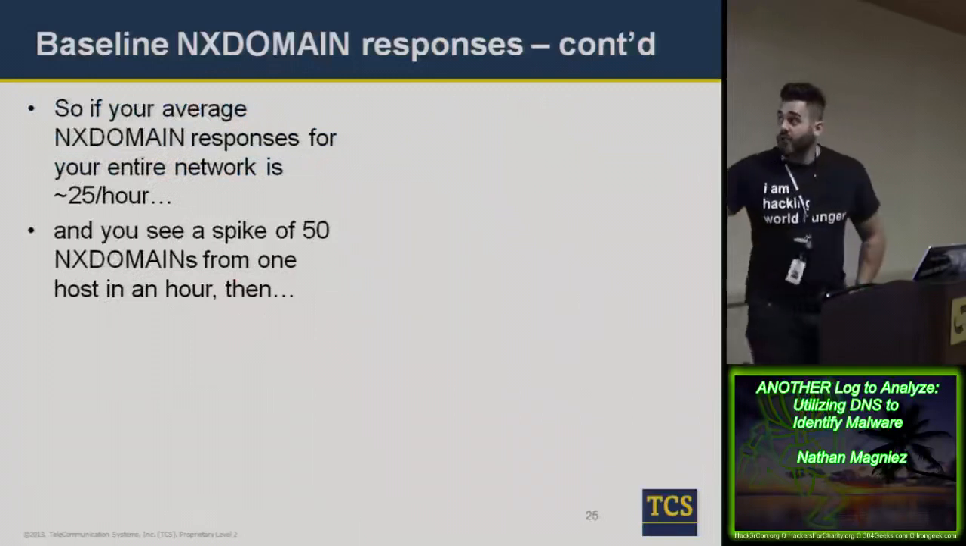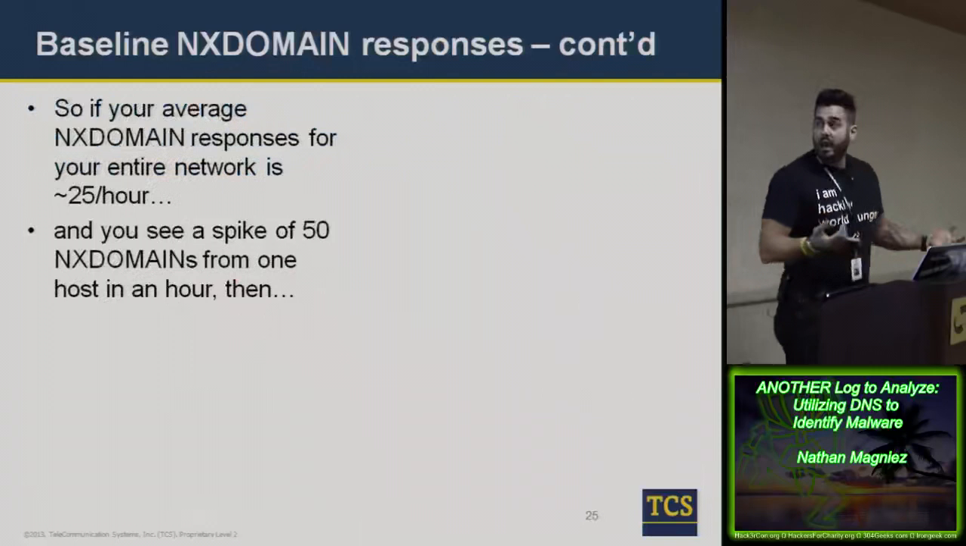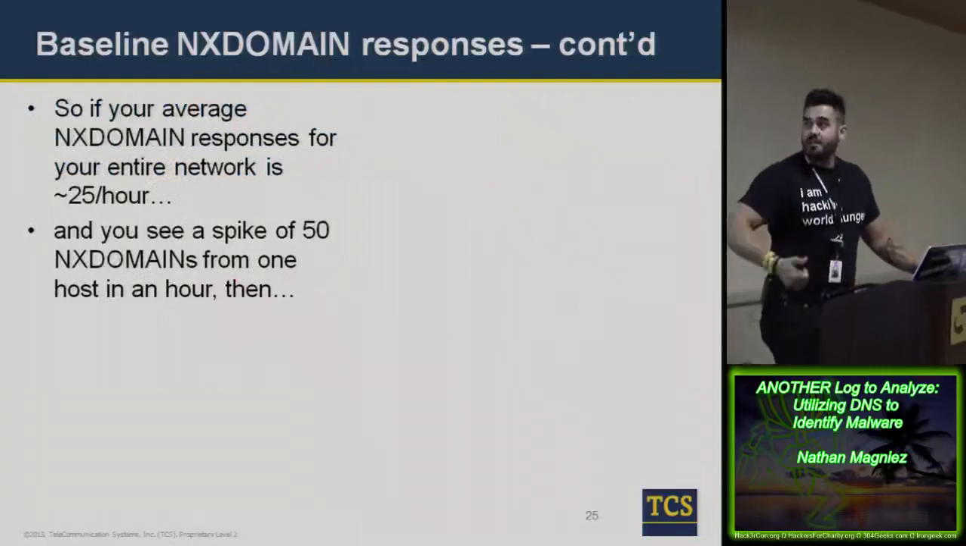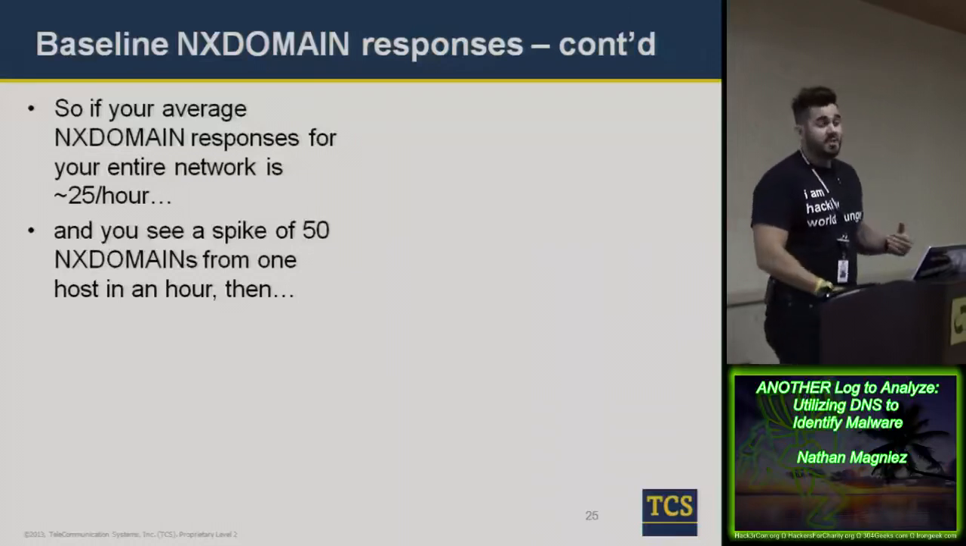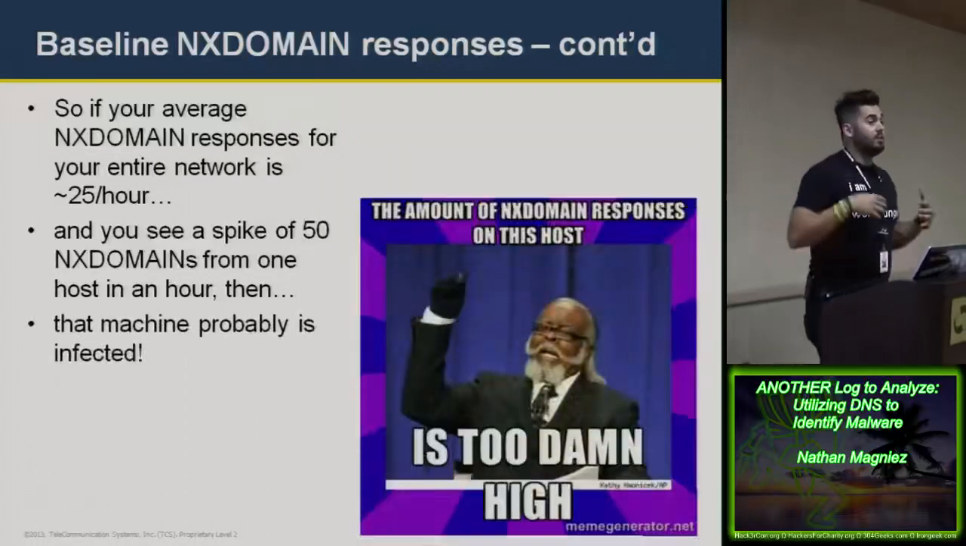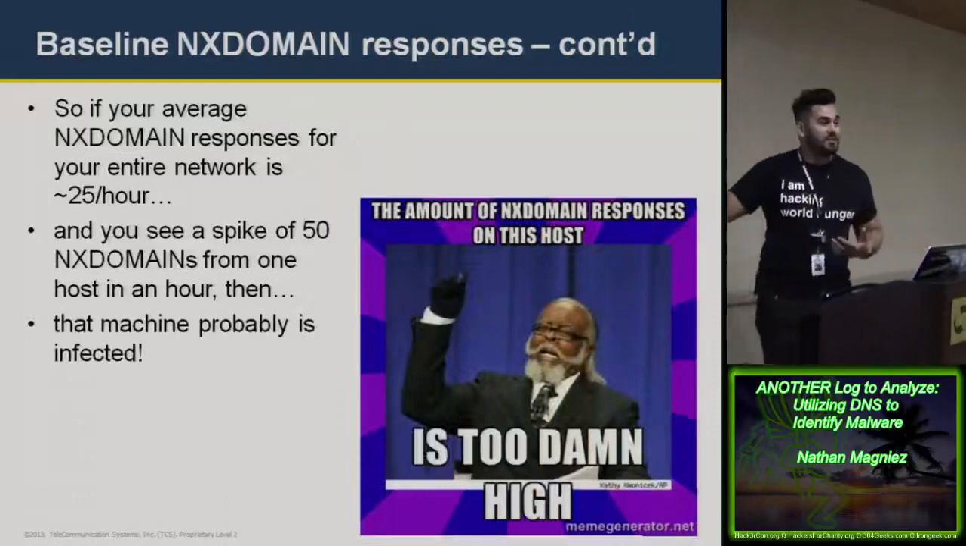So if your average NX domain response for your entire hour is 25 per hour, that's pretty high as compared to that quote. And then you start to see a spike of 50 from one specific domain, one specific host, then that machine is probably infected, right? Because the amount of NX domain responses on that machine is too damn high.